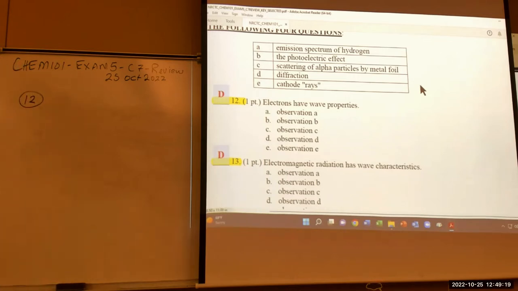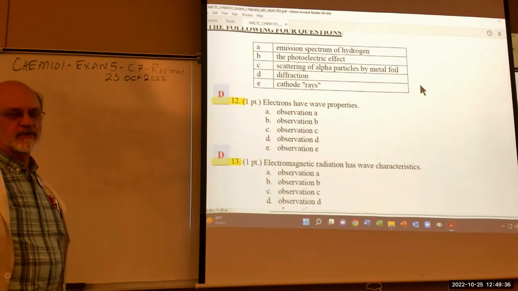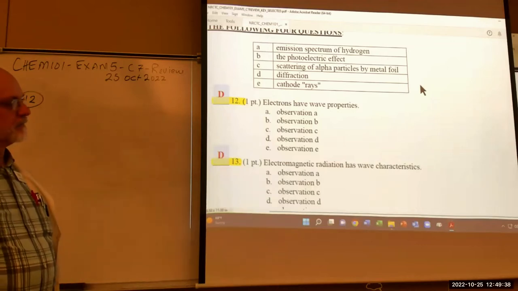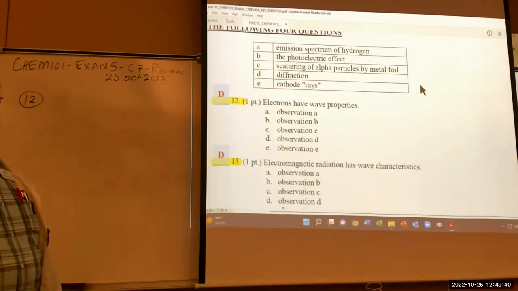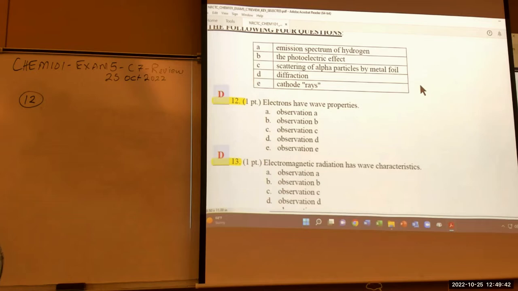So let's see, emission spectrum of hydrogen. No, that's not waves. Photoelectric effect. No, sorry. Scattering of alpha particles by metal foil. That's just thrown in there to confuse you. Right? We haven't talked about that since the gold foil experiment. Diffraction. Ding, ding, ding. Diffraction. What's diffraction?